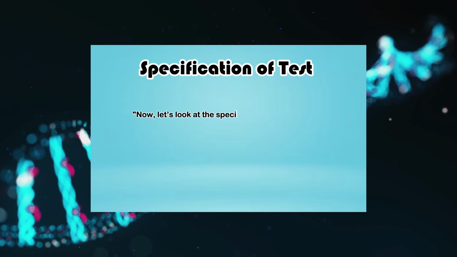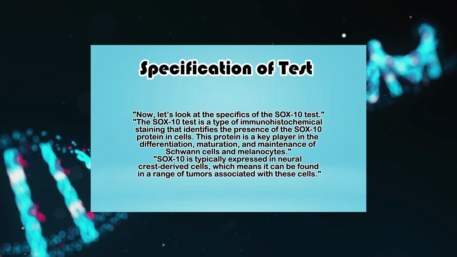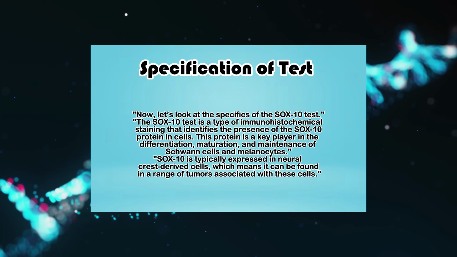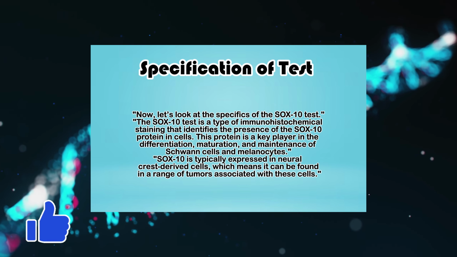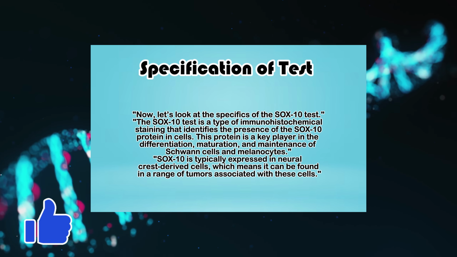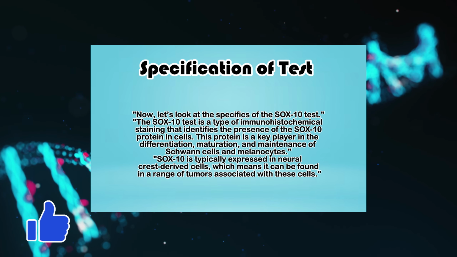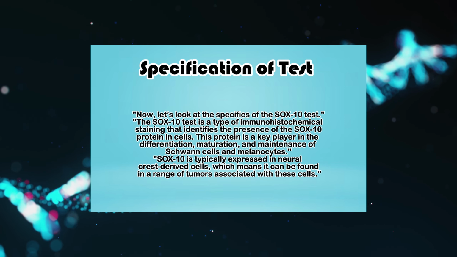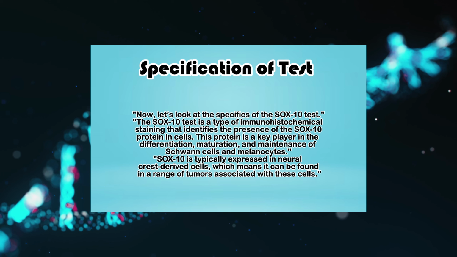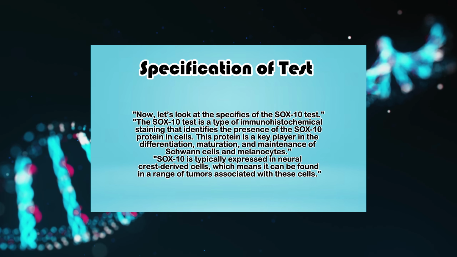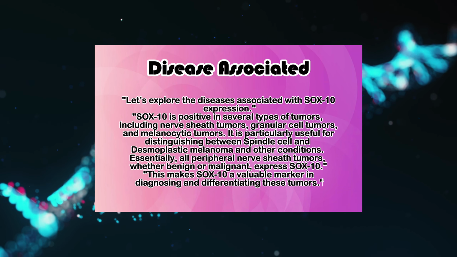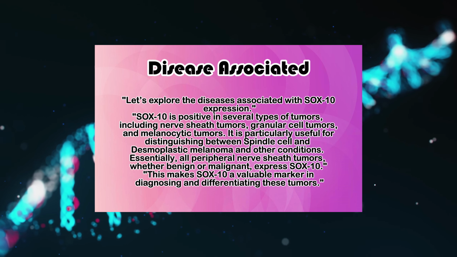Specification of test. Now let's look at the specifics of the SOX-10 test. The SOX-10 test is a type of immunohistochemical staining that identifies the presence of the SOX-10 protein in cells. This protein is a key player in the differentiation, maturation, and maintenance of Schwann cells and melanocytes. SOX-10 is typically expressed in neural crest-derived cells, which means it can be found in a range of tumors associated with these cells.